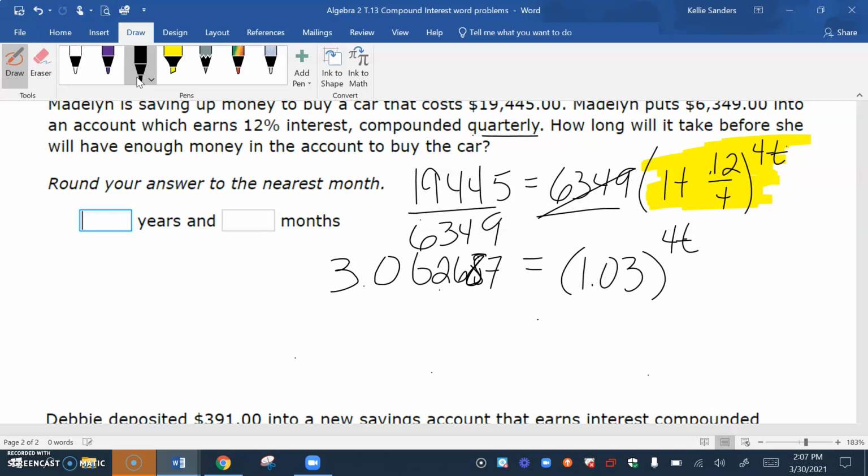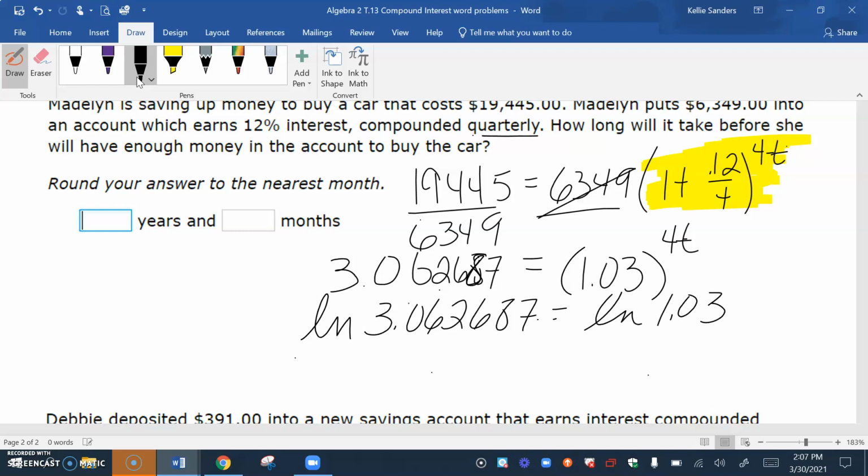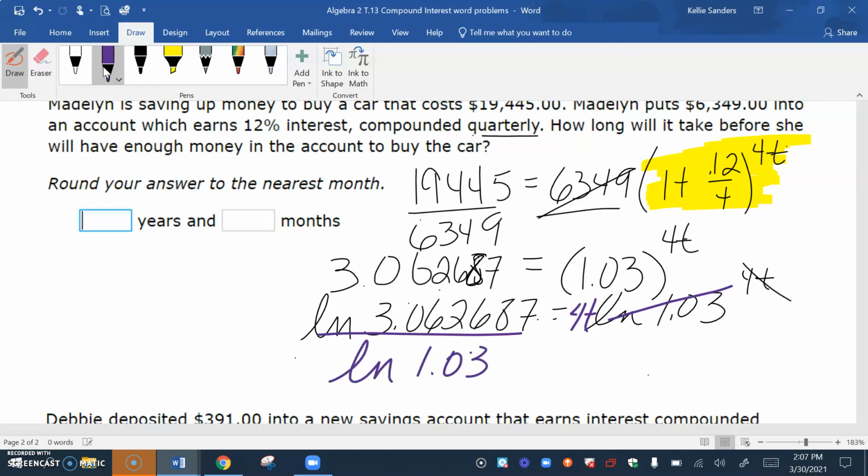3.062687. All right, now the t is in the exponent, so we are going to natural log both sides. Once you do that, then the 4t can come down to the front, and then we're going to divide by natural log 1.03.